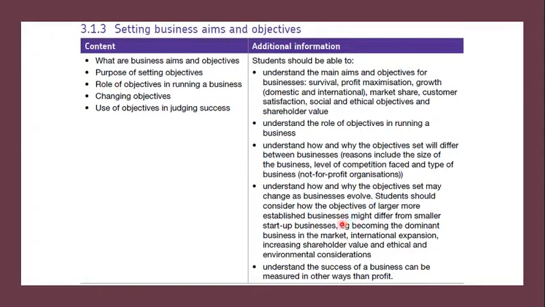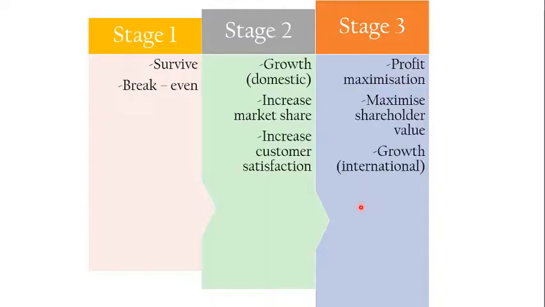So one of the things that you need to be aware of is that students should consider how the objectives of larger, more established businesses might differ from smaller ones, and how business objectives might change as the business evolves. Well, I showed this in a previous video, but this is a very generic look. Every business is unique and will have a different set of objectives, and you could be entitled to argue these, but in the early stages of a business, it's simply wanting to survive, to break even, just to make enough money to cover its costs.